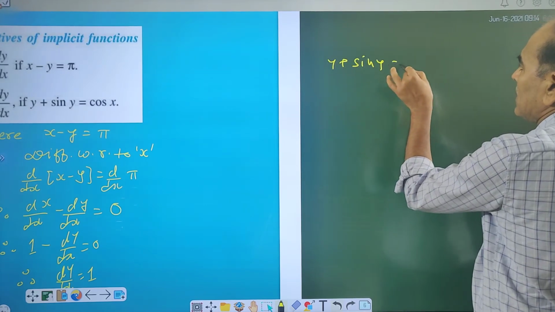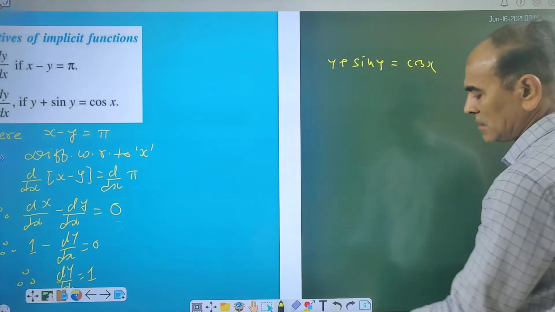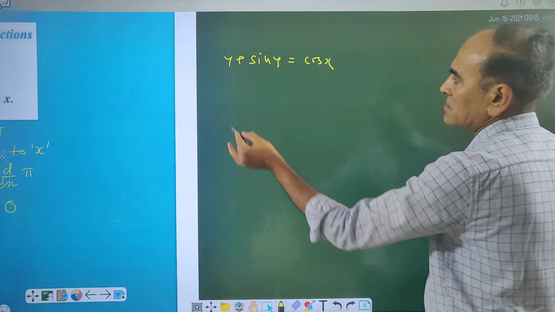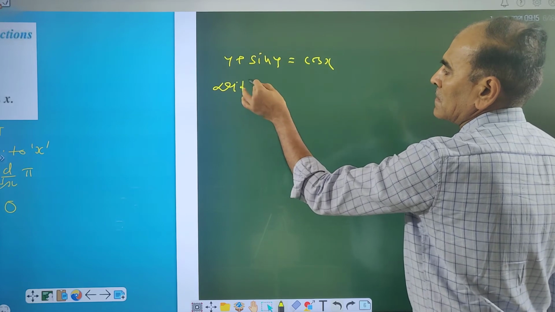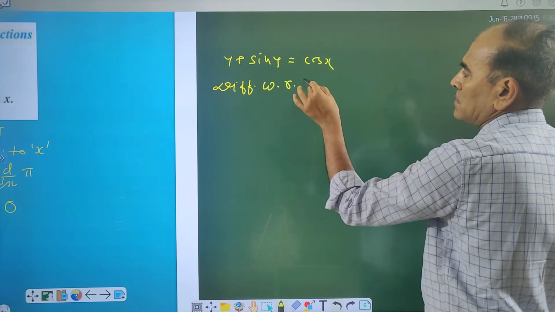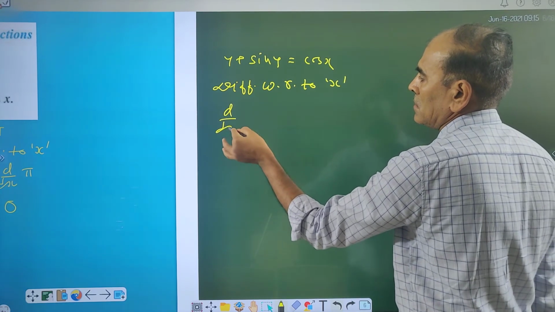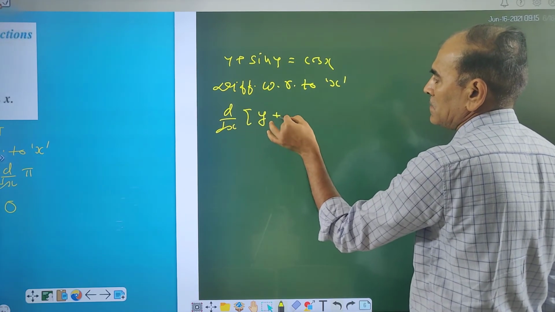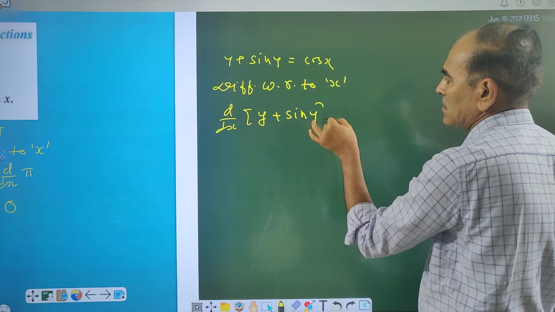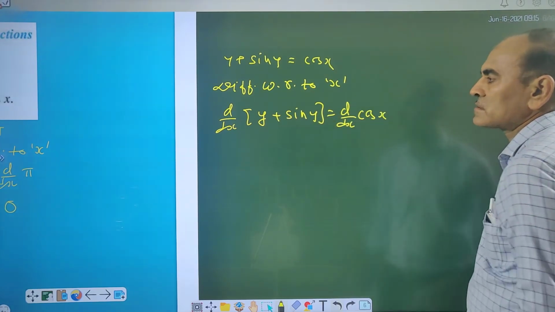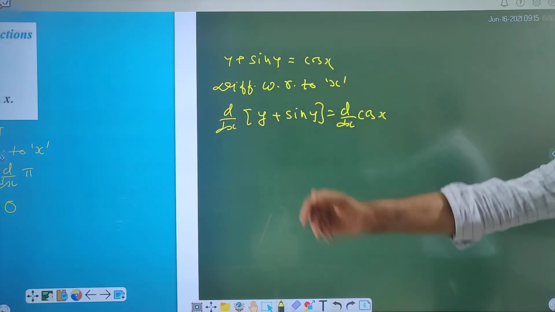y plus sin y is equal to cos x. Second part is given to us. Differentiate with respect to x. So what we get? d by dx of (y plus sin y) is equal to d by dx of cos x.